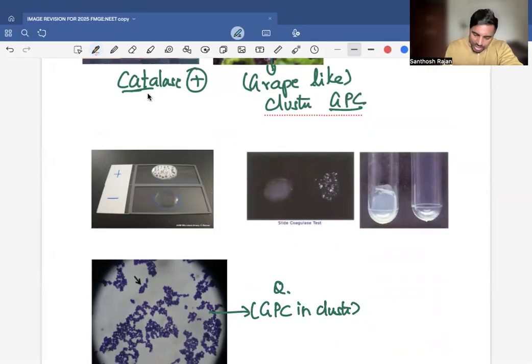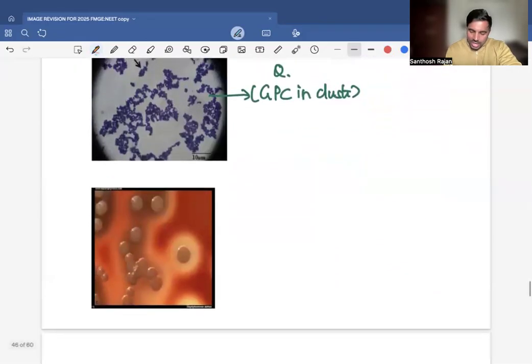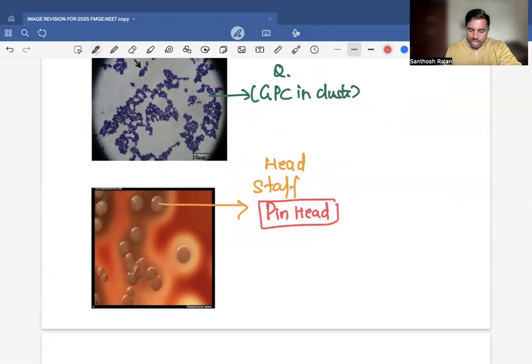And this is your catalase test. This is your coagulase test. In coagulase, you just see the coagulum formed. In catalase, you see the effervescence, bubbles, when you add 3% hydrogen peroxide to the colony. Now, this is a pinhead. Always I say head staff, because the colony is typically pinhead colonies with beta hemolysis, characteristic for your Staphylococcus aureus.